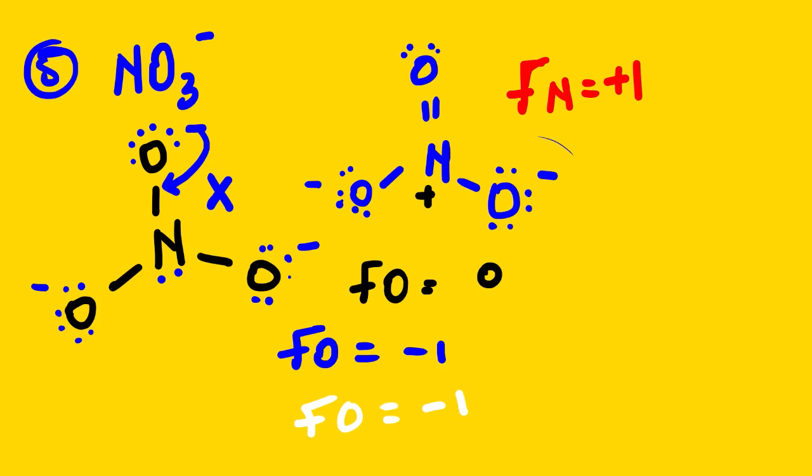So this is how we calculate the formal charge of elements within polyatomic ions and compounds. In the next lesson video, we'll be looking at practice questions and also do the resonance structures.